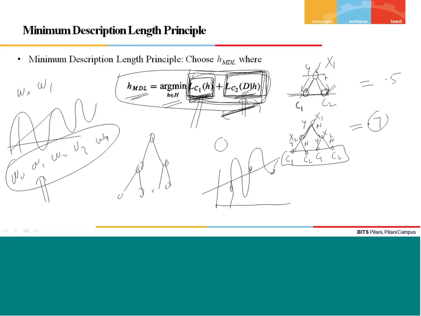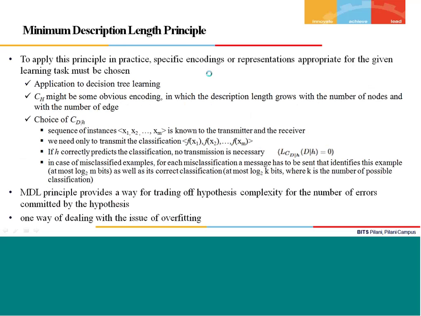But what is that point? What is that point that will minimize both? That means minimize the whole expression. That point is actually the maximum priority hypothesis.